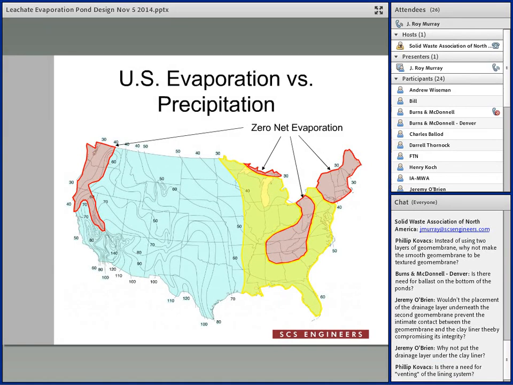Is there a need for venting the liner system? No. We haven't had a single issue with that, because you don't have any gas or anything like that coming up through there.